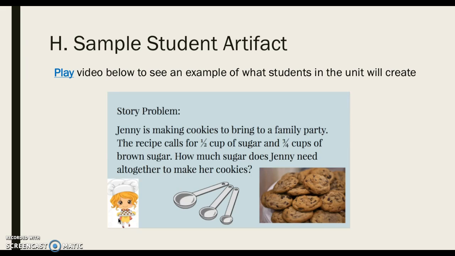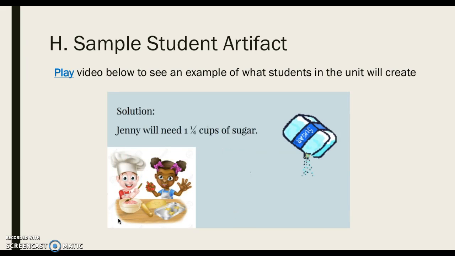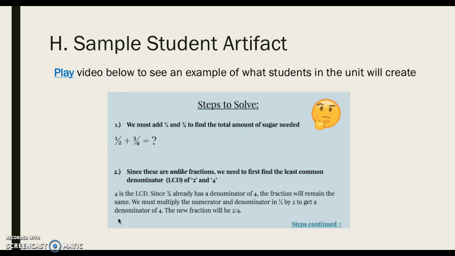Students create a story problem involving unlike denominator fractions. They come up with a solution. They include pictures, videos, and then they display the steps to solve that problem.